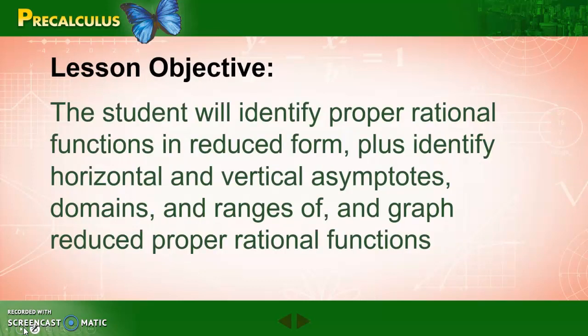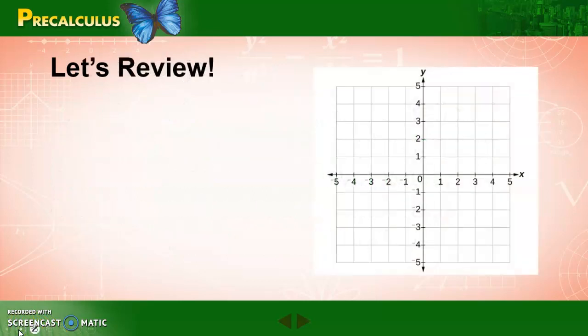Our lesson objective for today is that you, the student, will identify proper rational functions in reduced form, thus identify horizontal and vertical asymptotes, domains, and ranges of, and graph reduced proper rational functions. So let's quickly review the functions we've learned about so far.